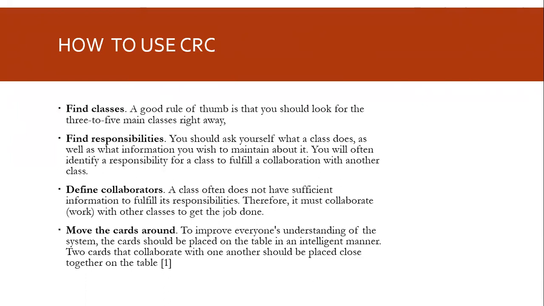Thirdly, you're going to define collaborators. A class often does not have sufficient information to fulfill its responsibilities. Therefore, it must collaborate or work with other classes to get the job done. Finally, move the cards around. To improve everyone's understanding of the system, the cards should be placed on the table in an intelligent manner. Two cards that collaborate with one another should be placed close together on the table.